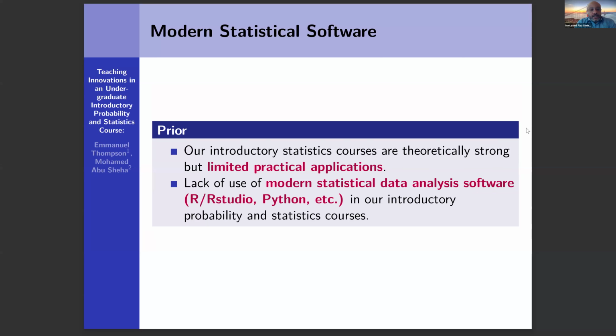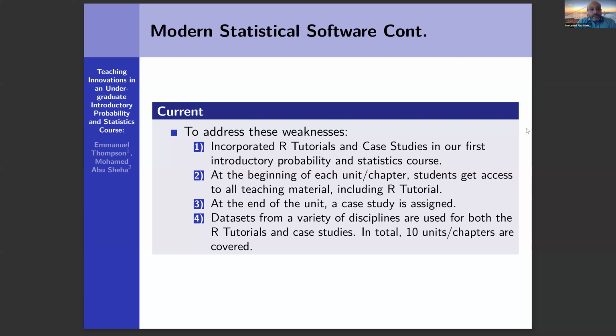Our introductory statistical courses are theoretically strong, but limited in practical applications and also lack the use of modern statistical data analysis software such as RStudio and Python in our introductory probability and statistical courses. To address this weakness, we implement our tutorial and case study in our first introductory probability and statistical courses.